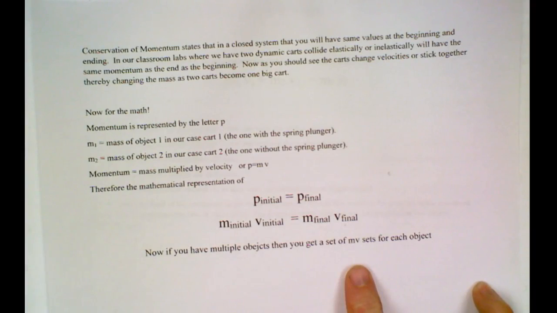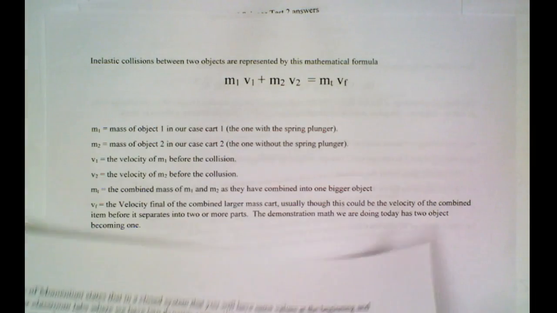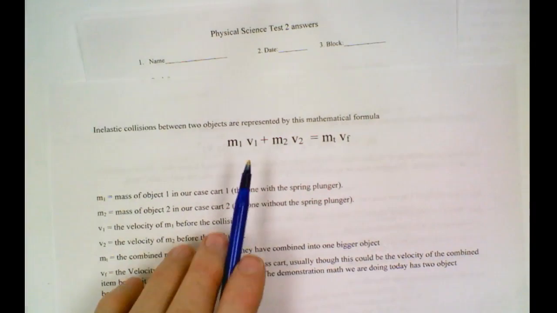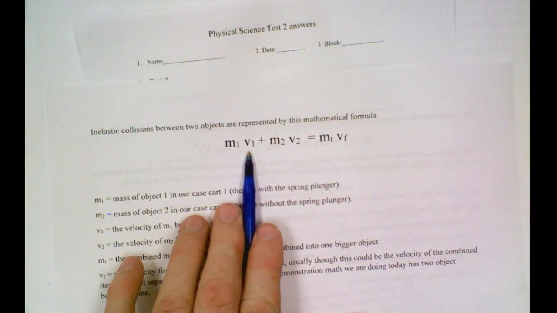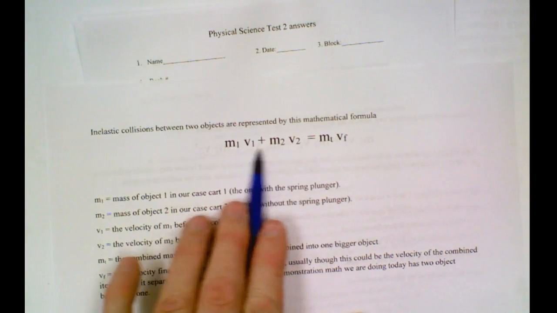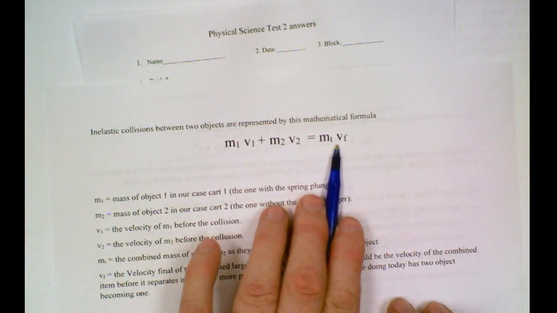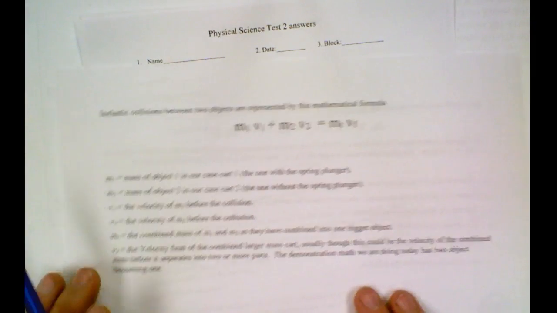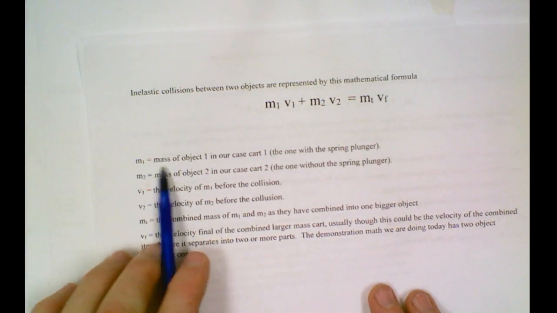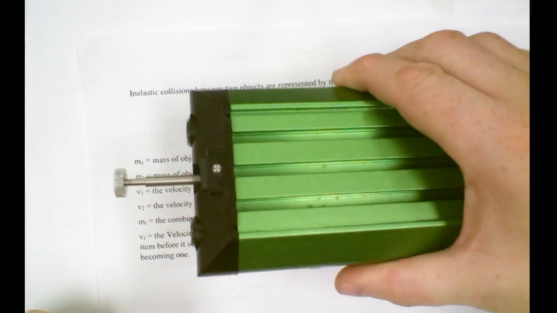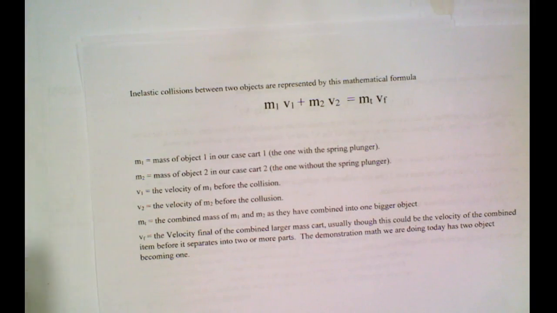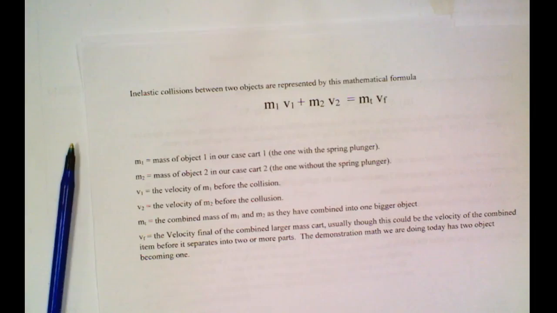Now if you have multiple objects, then you get multiple sets of letters for this, such as here, we have the inelastic collision. That means they hit and stick, in which case we have mass 1, velocity 1, plus mass 2, velocity 2. This would be the momentum initial. Afterwards, the masses come together, and you end up with a final velocity for both. Once again, mass 1 is object 1, in our case the plunger cart. Mass 2, object 2, in our case, no plunger. These are the velocities before the collision.